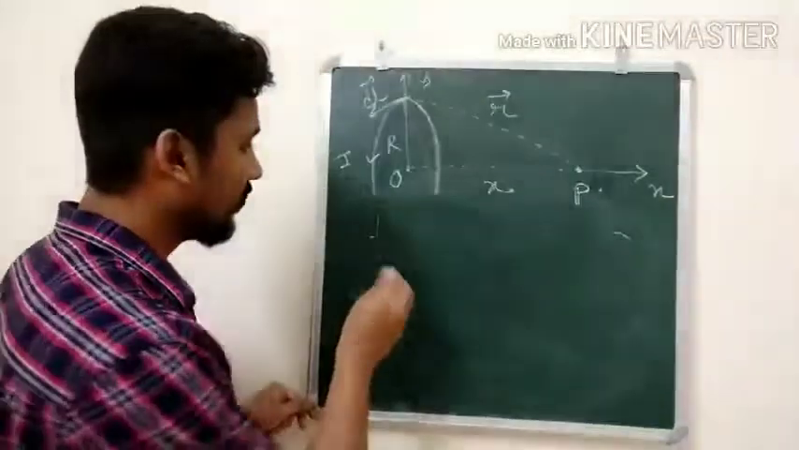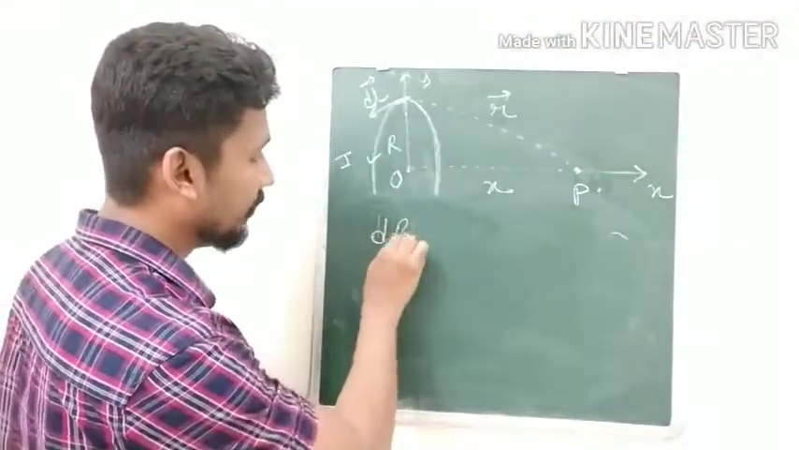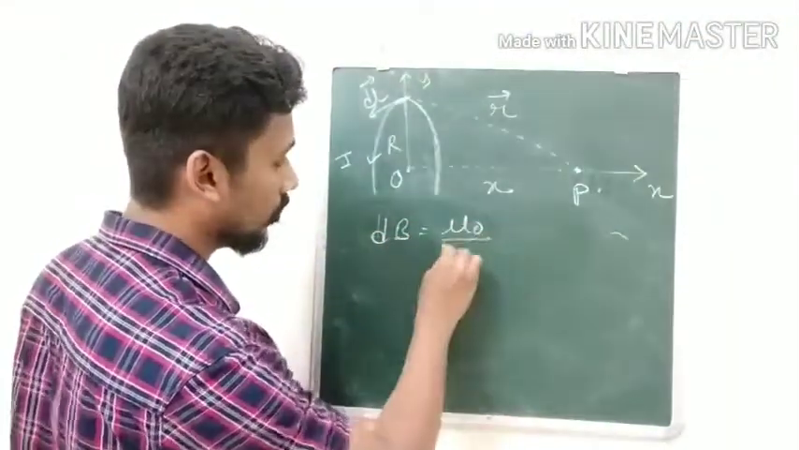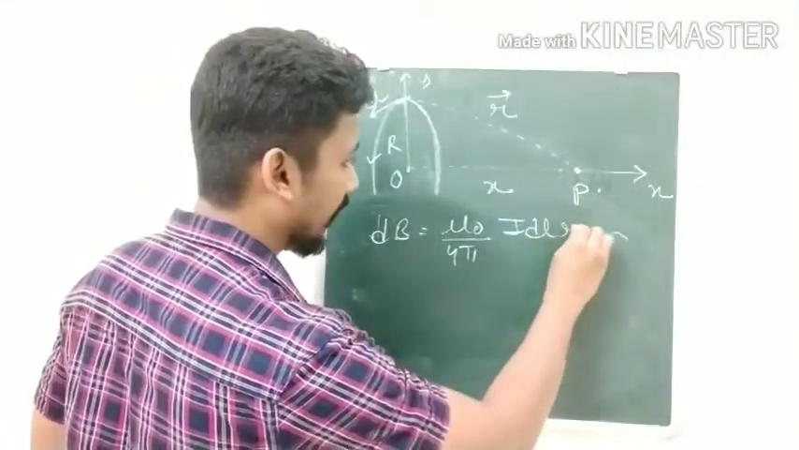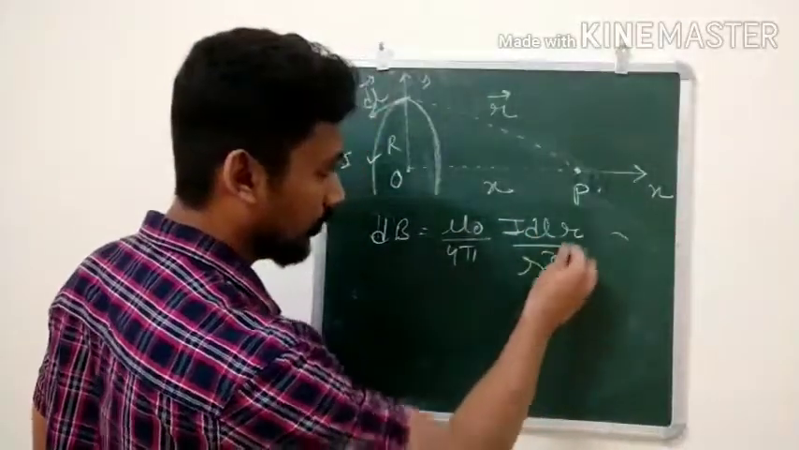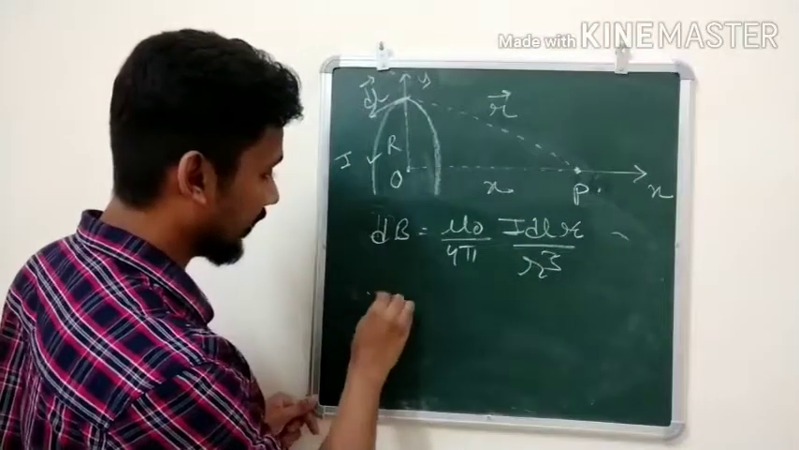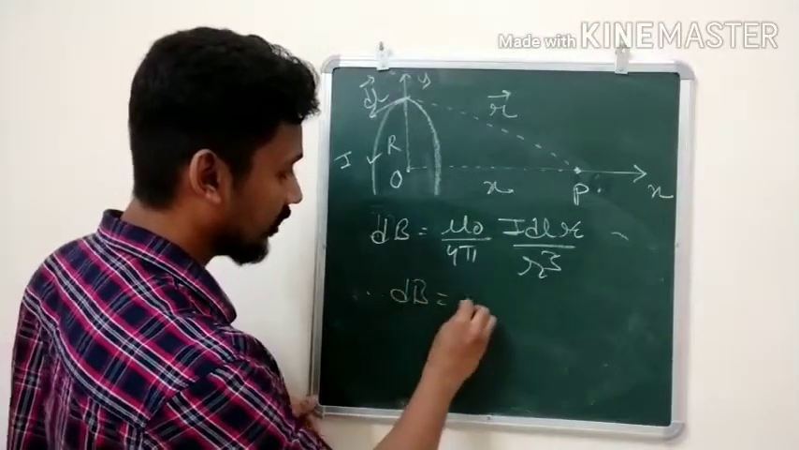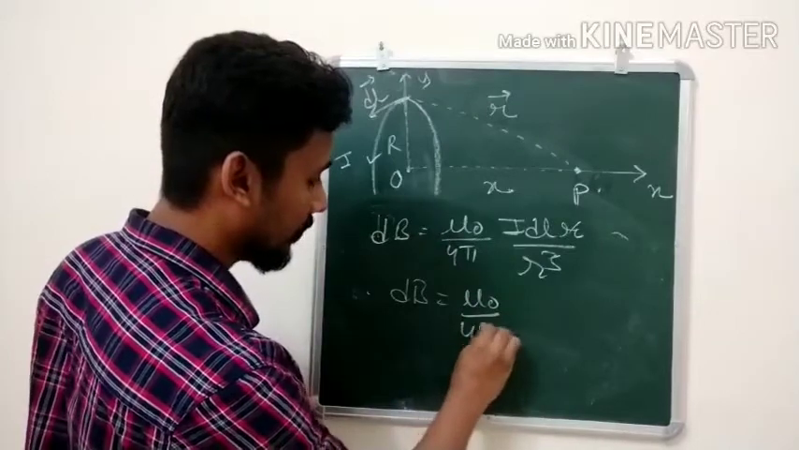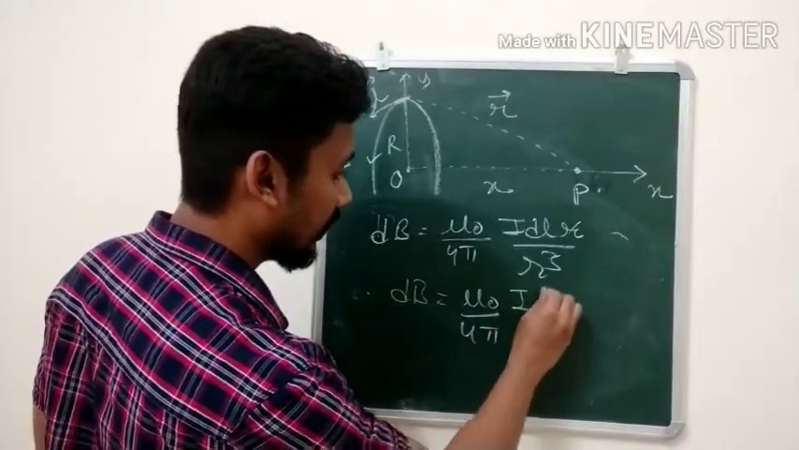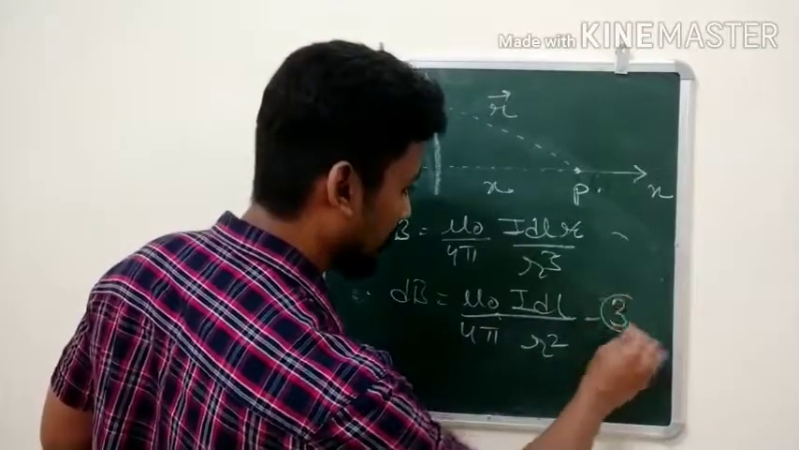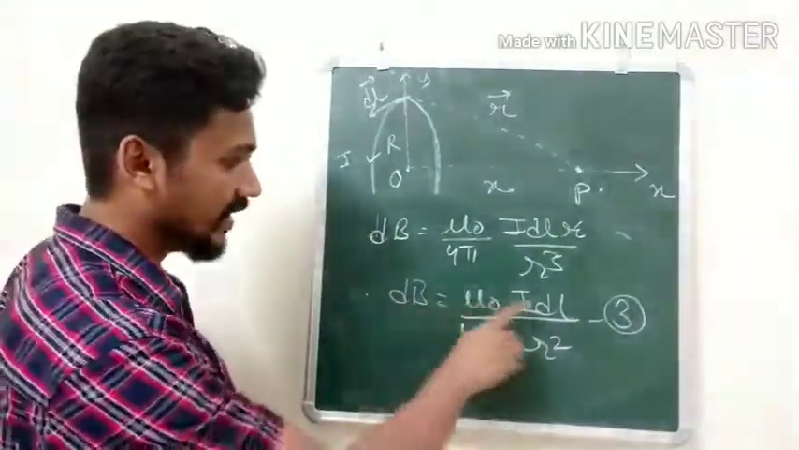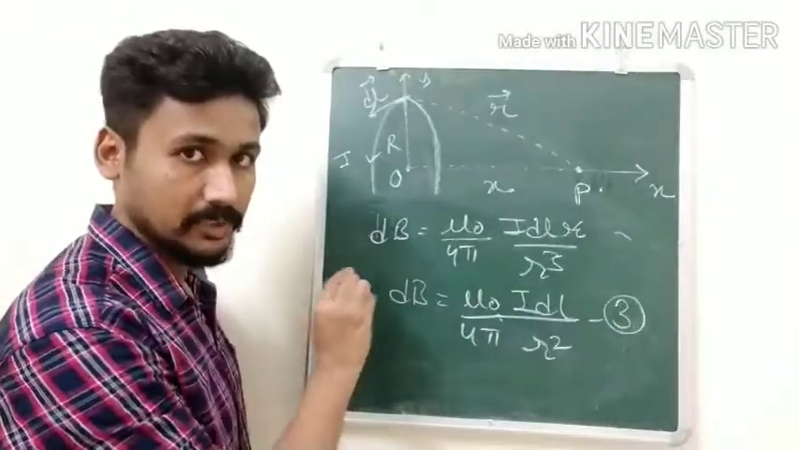So from equation 1 we can write dB is equal to mu naught by 4 pi I dl r upon r cube. Then this gets cancelled and I get therefore dB is equal to mu naught by 4 pi I dl upon r square. Let us call this equation number 3. You will see that here we are taking only the magnitudes.